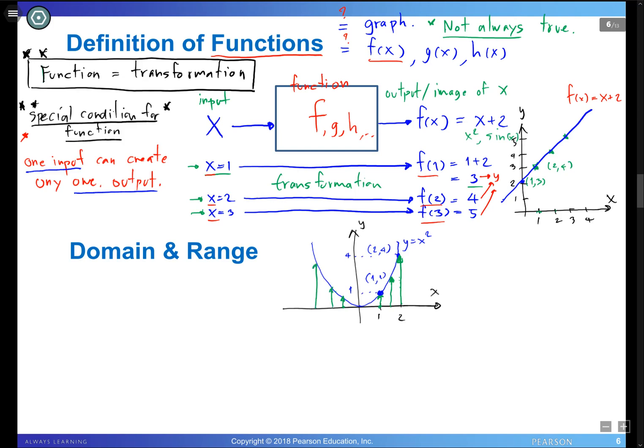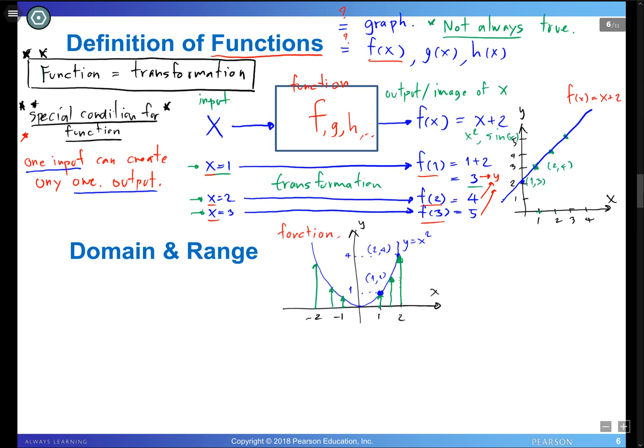So for all values of x, I only get one value of y. So this satisfies the special condition, one input, one output. Alright, so you can go to this 1 and 2 right here, no problem. This is -2 and -1. So one value of x, one value of y, so I can say with confidence that this is a function. What you see right here is a function. This graph is a function.